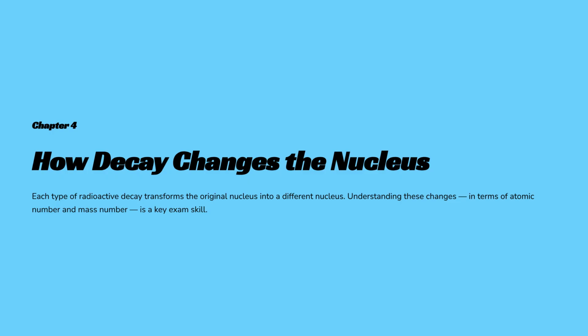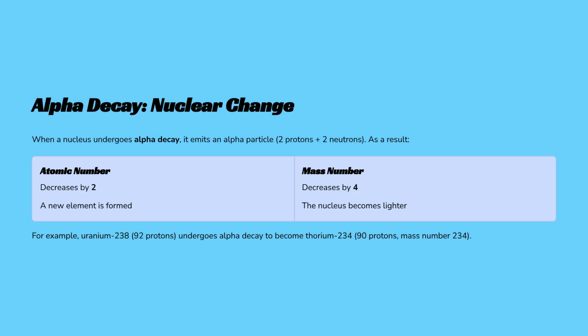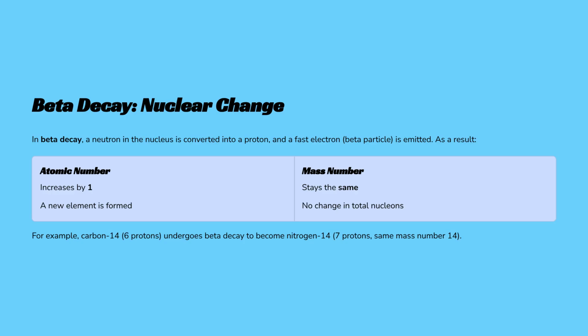When a decay event occurs, the atomic number and mass number shift according to the specific type of particle or energy emitted. In alpha decay, the nucleus ejects 2 protons and 2 neutrons. This causes the atomic number to decrease by 2 and the mass number by 4, effectively transforming the nucleus into a different element. Beta decay involves a neutron turning into a proton and an electron.